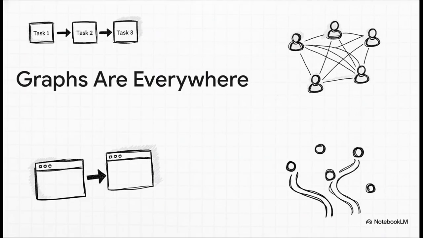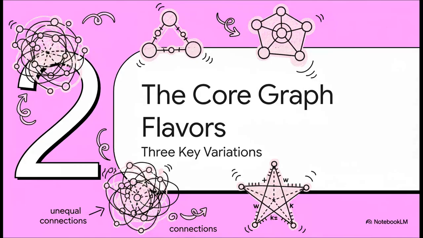And once you know what to look for, you'll realize these things are everywhere. Your friendships on social media? That's a graph. You and your friends are the nodes, and the friendship itself is the edge. Roads connecting cities, hyperlinks connecting websites, even the dependencies between tasks in a project plan, yep, those can all be modeled as graphs. But here's where it gets interesting. Not all connections are created equal, are they? So let's talk about the three main variations or flavors of graphs. You're definitely going to want to know these.